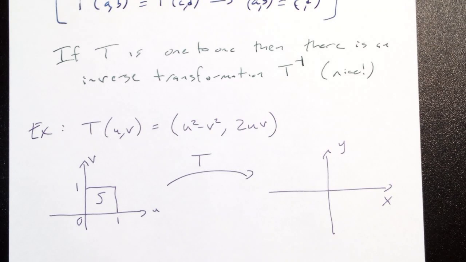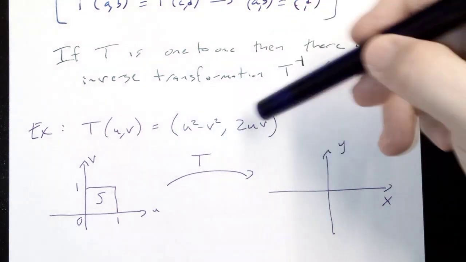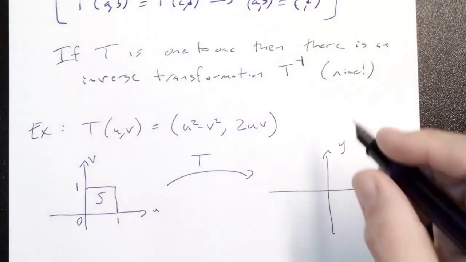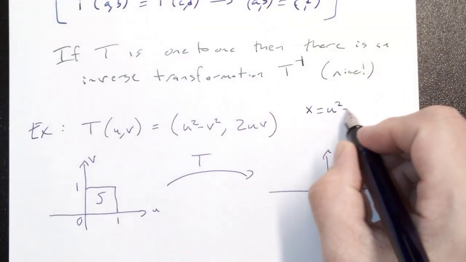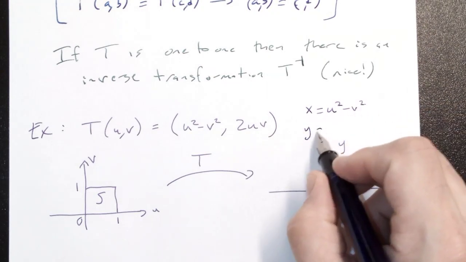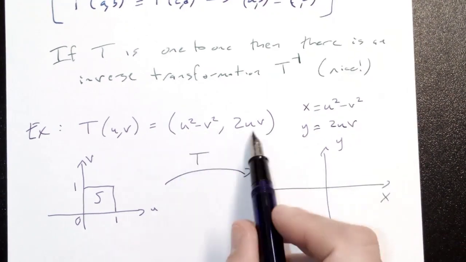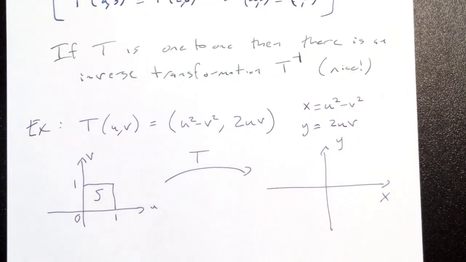Advantage number one. Look at this transformation. Is it C1? Now, another way to write this transformation is to write x equals u squared minus v squared and y equals 2uv. And then in the xy plane, those are my coordinates.